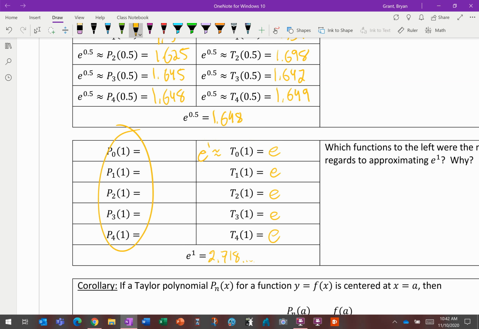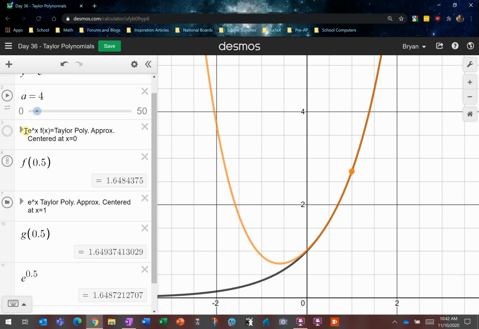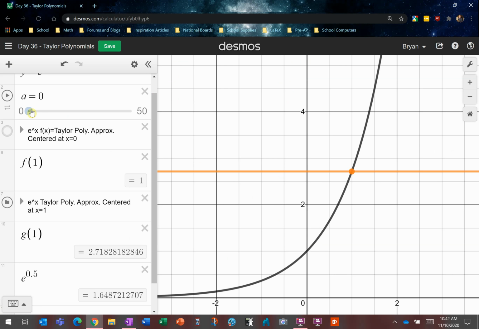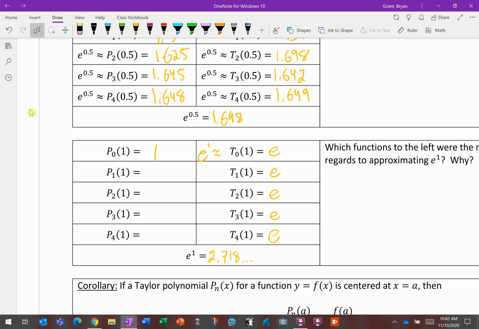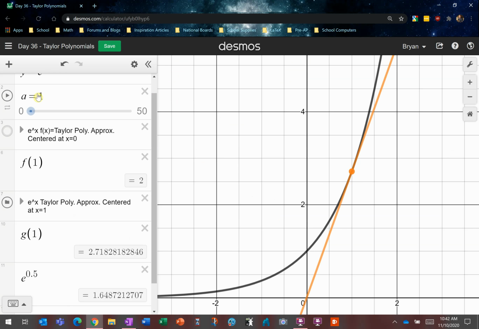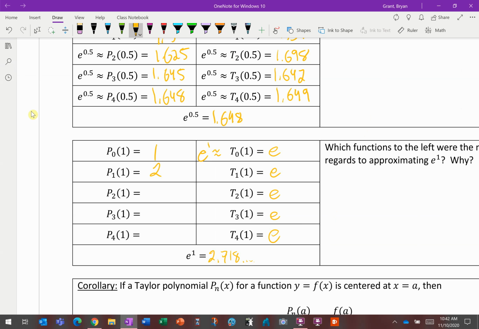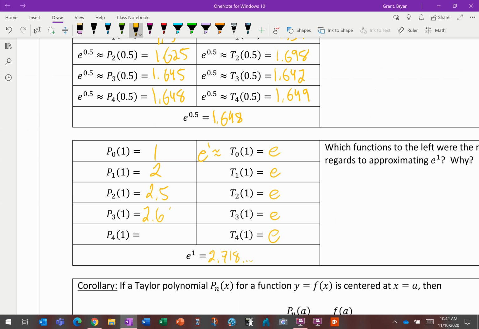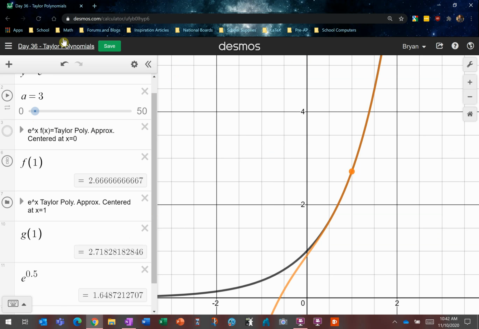However, this guy's going to be a little different, so let's go ahead and see what happens if I plug 1 into my equation. So we're going to find f of 1, g of 1 is of course e, no shocker, and we're going to start at 0. F of 1 is 1, of course it's always that first term, then we get 2, then we try 3, 2.5. Okay, third degree, 2.666, and the fourth one is 2.708.